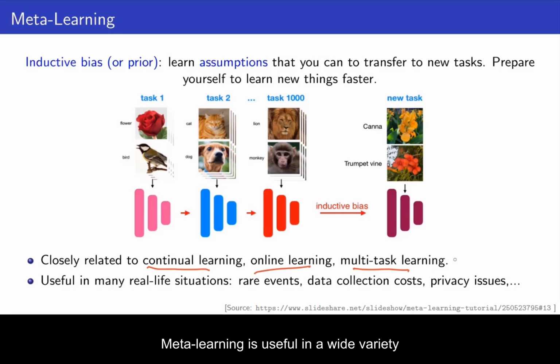Meta-learning is useful in a wide variety of different scenarios, specifically for rare events with very little data or high data collection costs, as well as in scenarios where you have privacy issues.